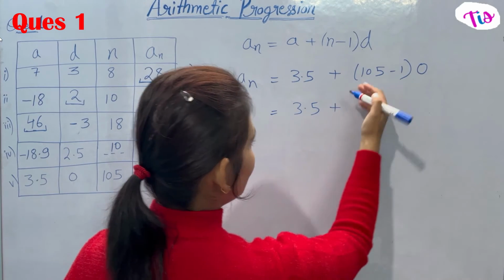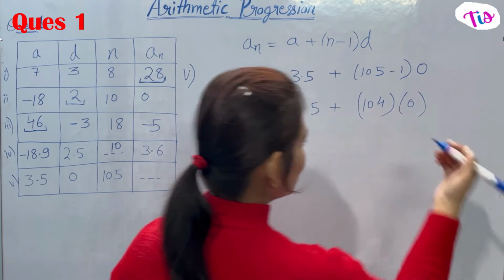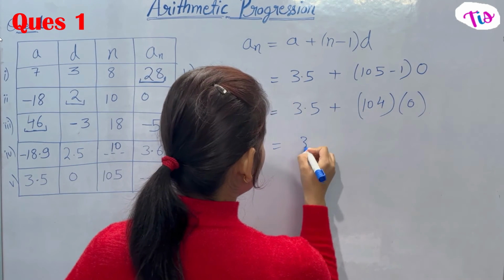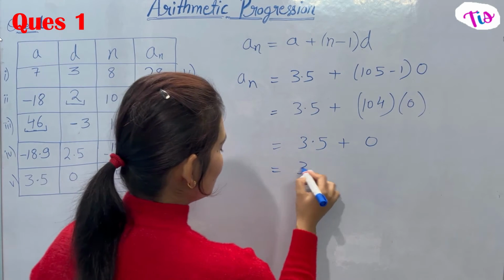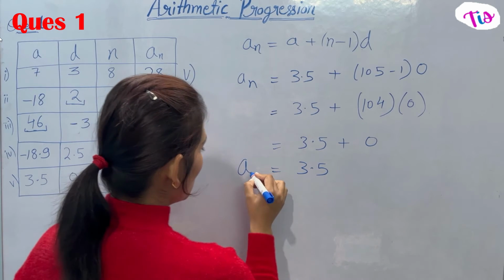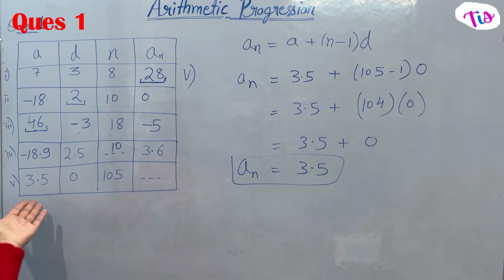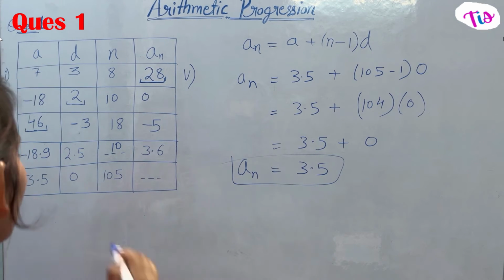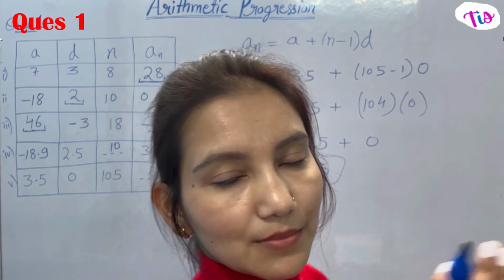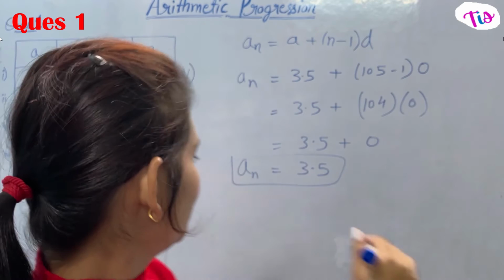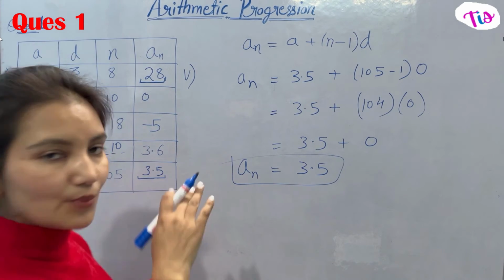3.5 plus 105 minus 1 is 104. 104 into 0 is 0, right? 0 makes everything 0. So it's 0. 3.5 plus 0 is again 3.5. So the nth term is 3.5, right? So AN is 3.5, the first term was also 3.5. Whenever the common difference is 0, the AP will be the same term going on to infinity. So AN is 3.5. We're done with question number 1.